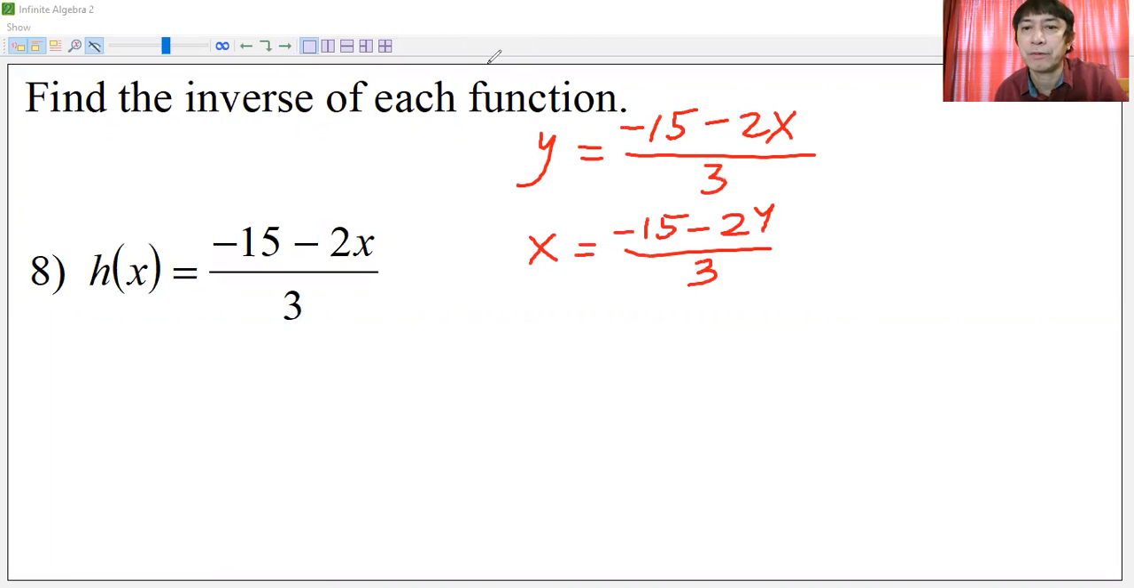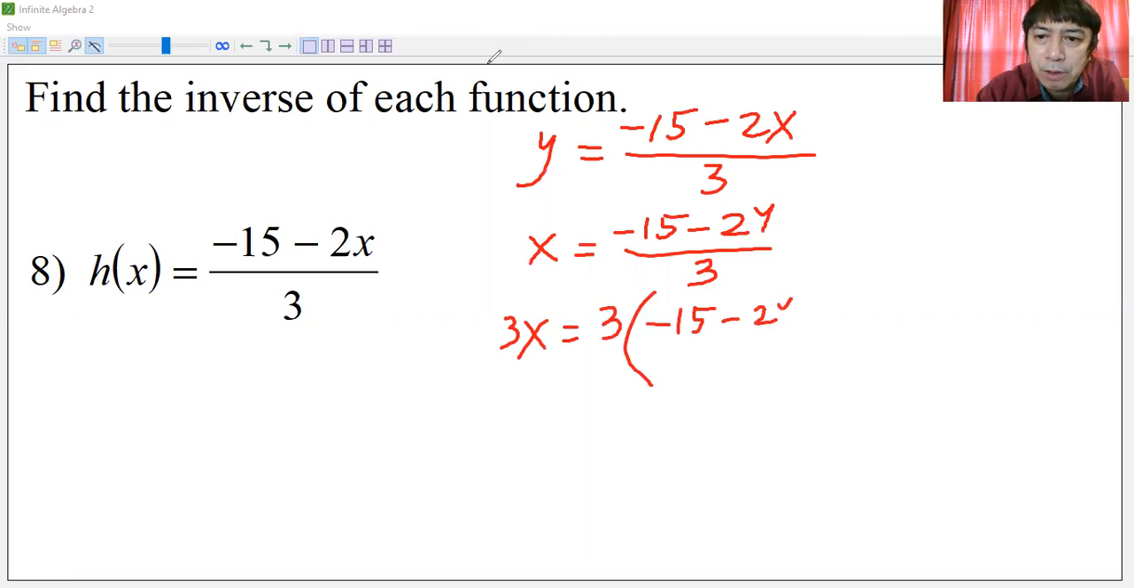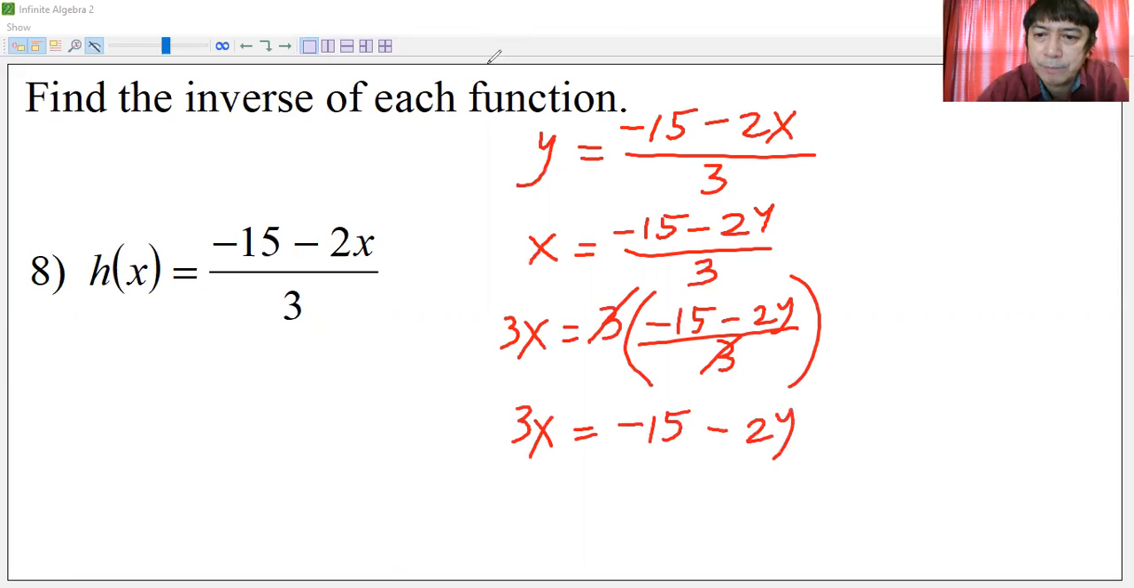Next, get rid of the fraction. We're solving for y now, so solve for y in terms of x after the swap. Times 3 to both sides. Here is times 3, negative 15 minus 2y over 3, and this divides. And we have 3x is equal to negative 15 minus 2y.